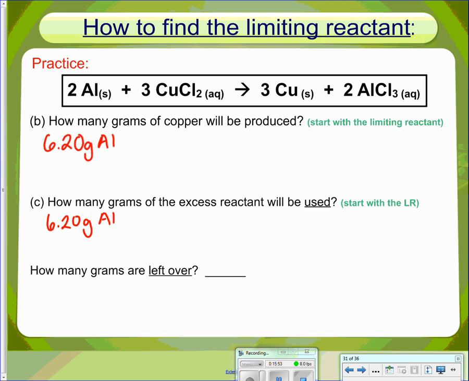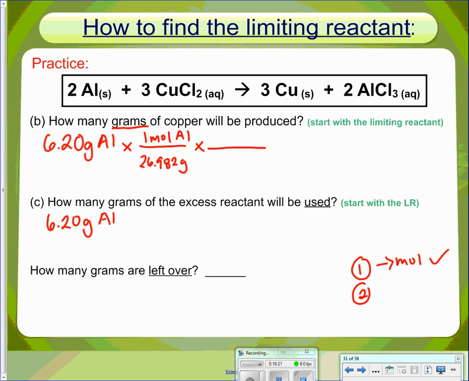Okay. So what is part B asking? How many grams of copper will be produced? I'm starting with my limiting reactant, and notice it's saying grams of copper. So I need to go through all the steps of stoichiometry. One is going to be converting to moles. So using the molar mass of aluminum, which is 26.982 grams per 1 mole of aluminum, I've done that first step.